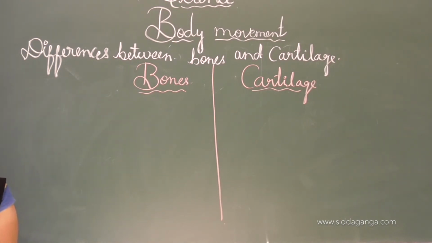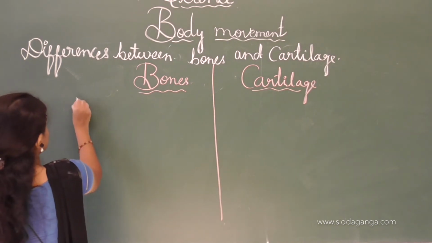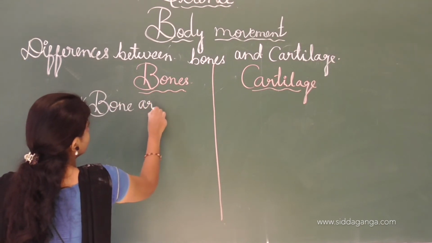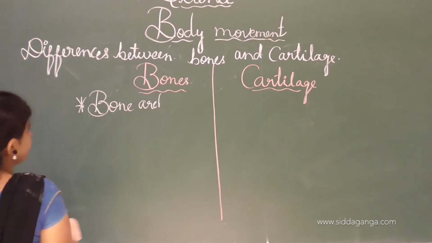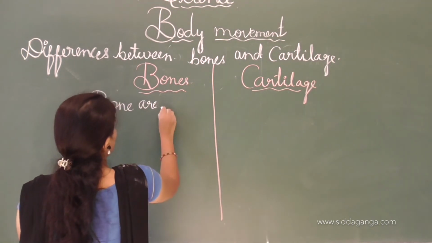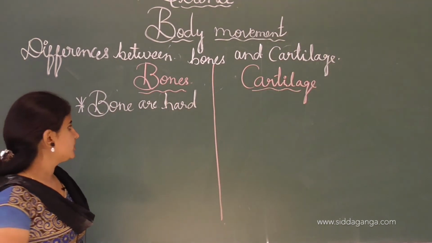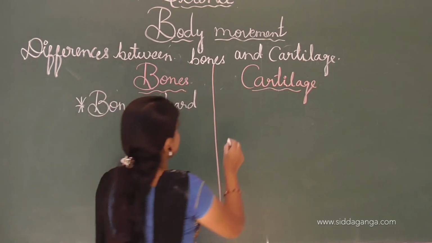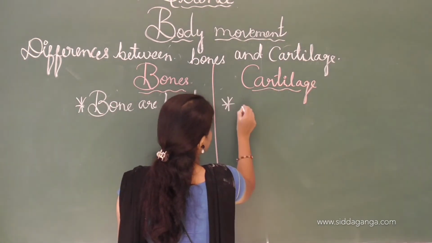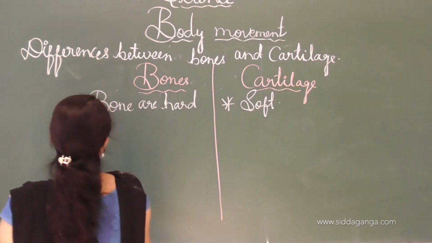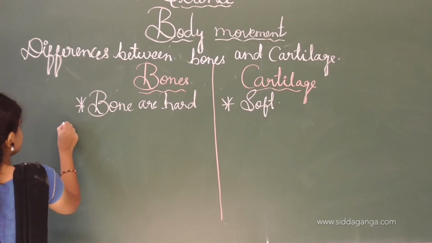The main difference between bones and cartilage is that bones are hard in nature, as we all know. Bones are hard in nature and provide the shape to the body, whereas cartilage is soft in nature.